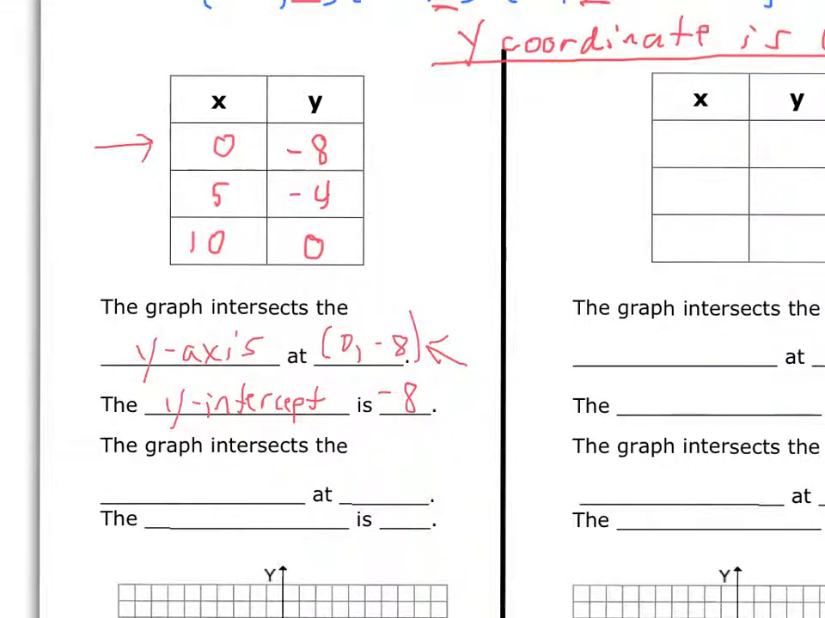Okay, so the graph intersects the x-axis at the one that has a y value of 0. Okay, so the x-intercept will be the one that has a y value of 0. So that ordered pair, of course, is 10, 0. So the x-intercept is going to be the x value of that ordered pair, or 10. Okay, so it's the same thing. You just have to know that x-intercepts have a y value of 0 and y-intercepts have an x value of 0.